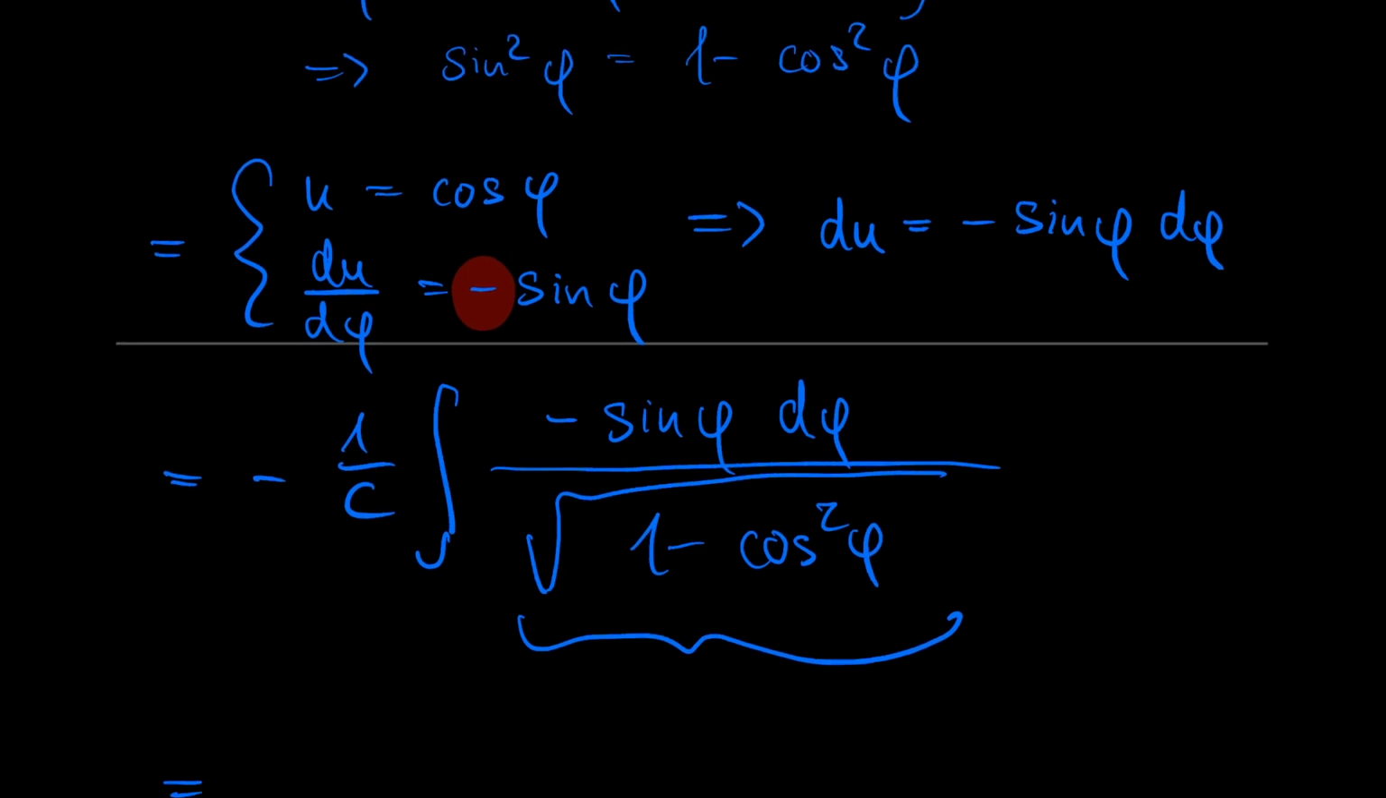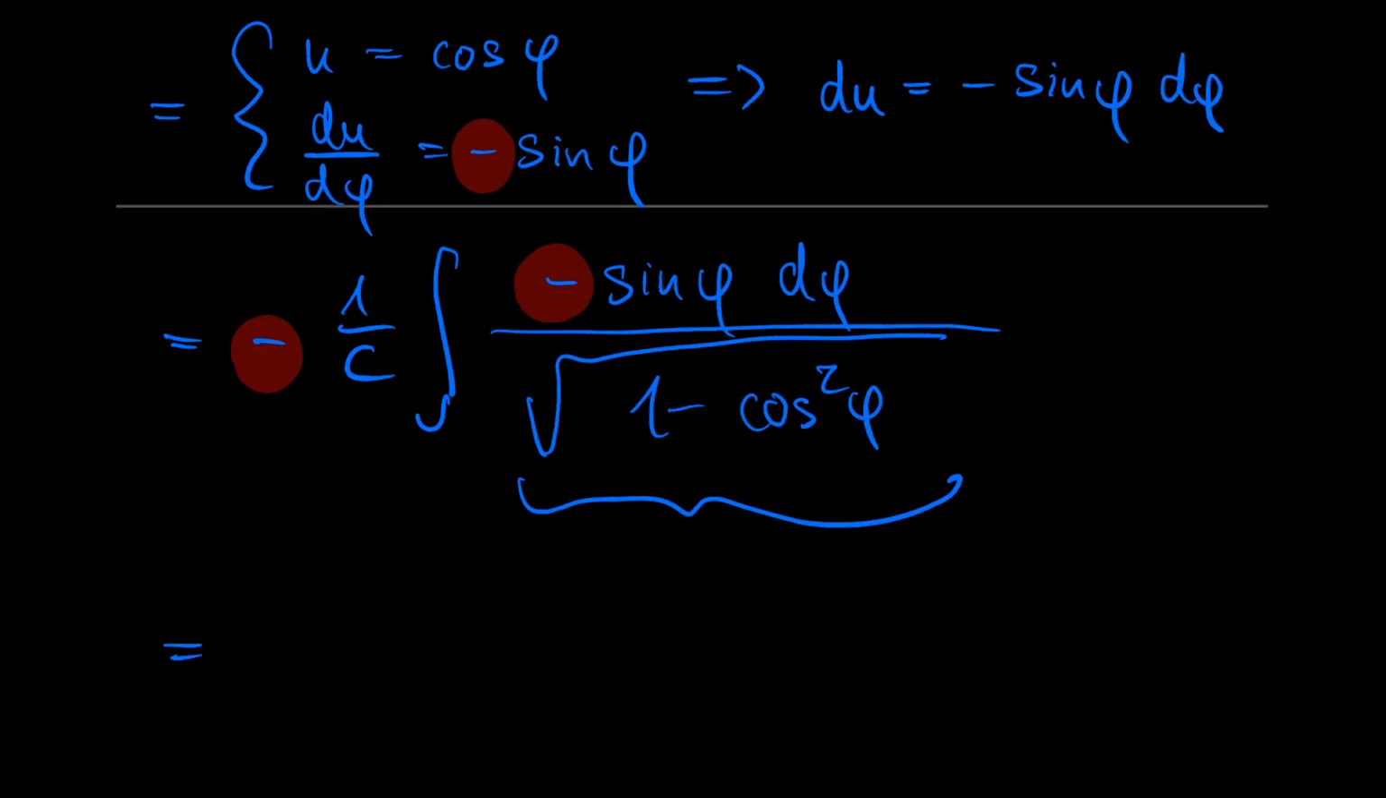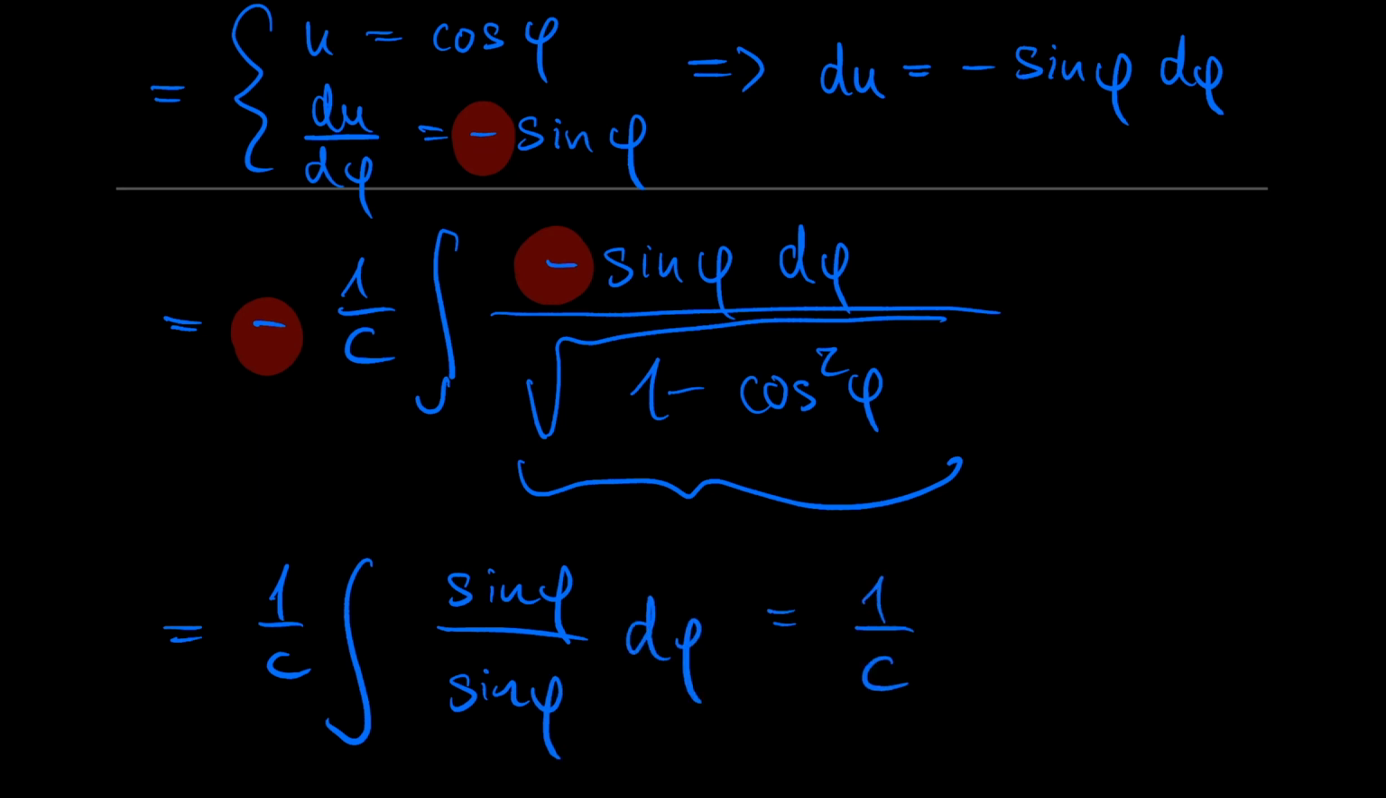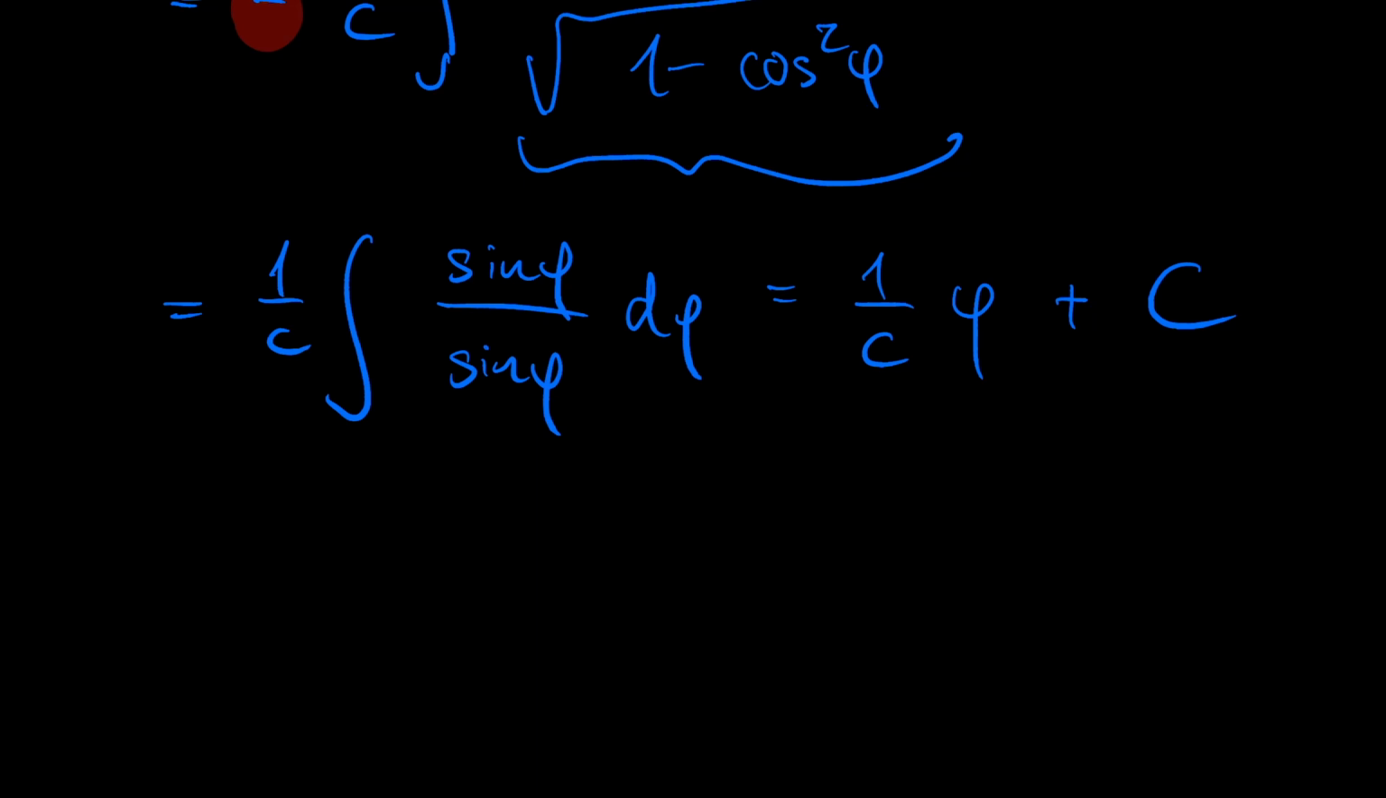So first, the minus signs cancel each other out. We are left with 1 over c times the integral of sine phi divided by sine phi, with respect to phi. And this just means it's 1 over c times phi. Of course we can add a constant, but the constant in this case is not so important. I'll leave the constant out because you know that we need constants when integrating. Now we just plug in what we had for phi.